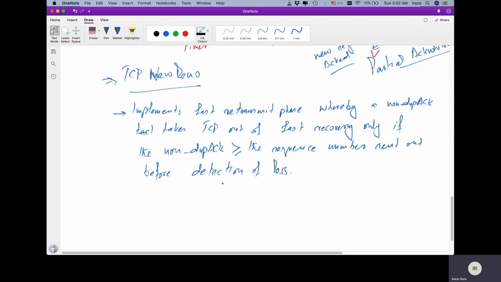So it avoids the partial acknowledgement. So if a non-duplicate ACK is less than this sequence number, or let's say we call it sender's I, it is called a partial acknowledgement.